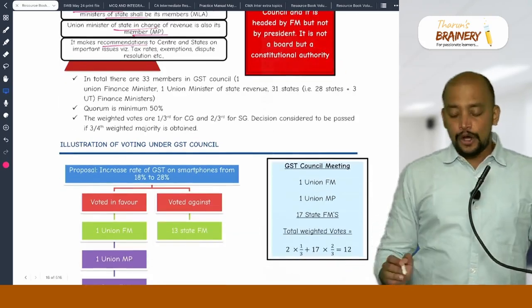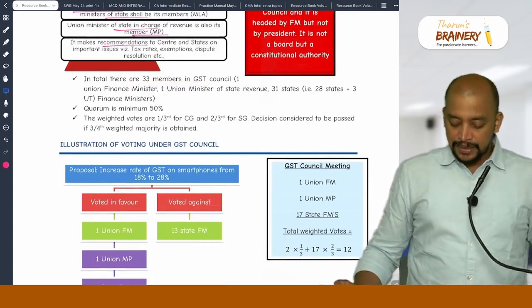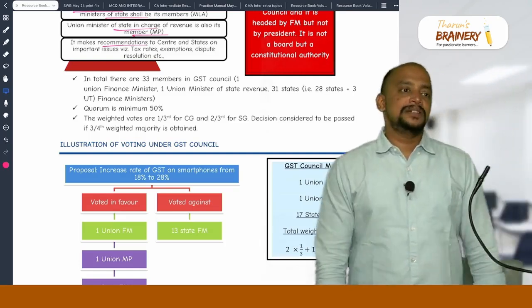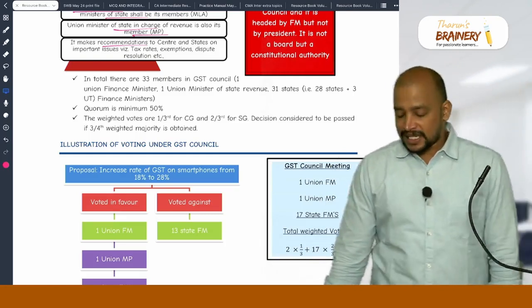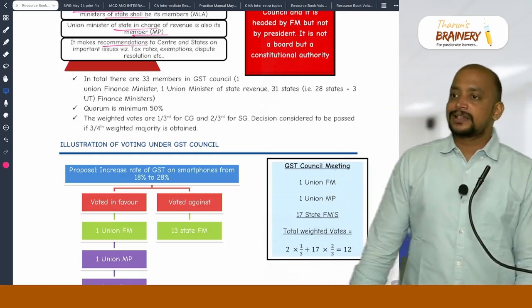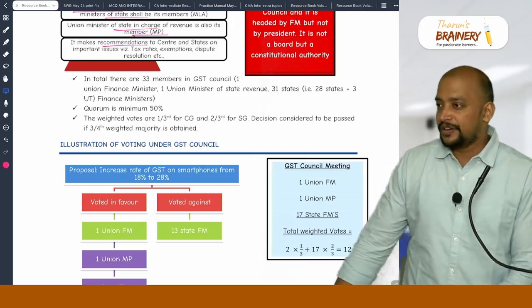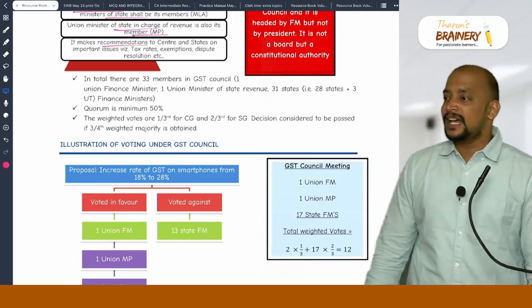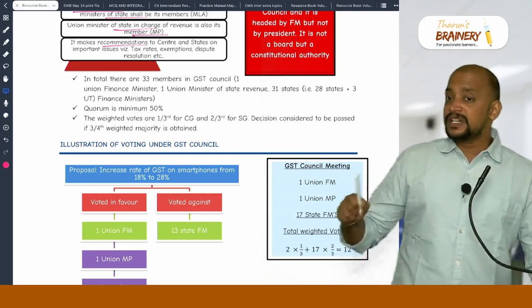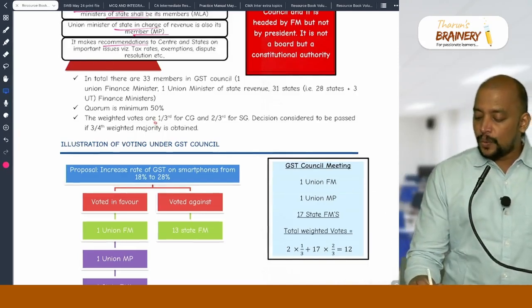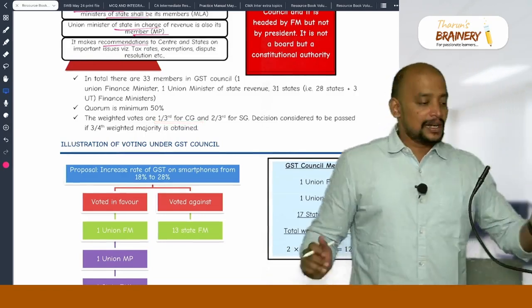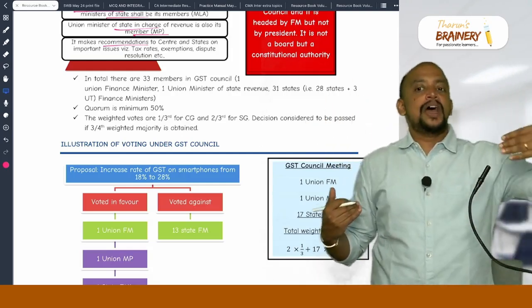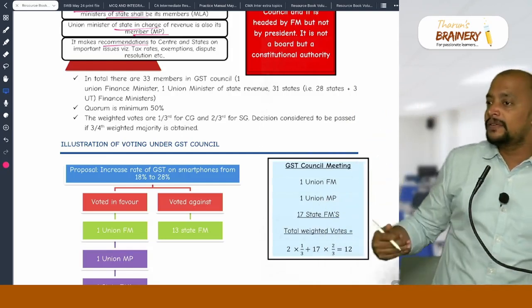Already we have seen. Total how many members will be there in the GST Council? 33 members, and the quorum is 50%. 50% means when is it called a valid meeting? How many members should be present? 33, 50% is what? 17.5, so 18 members should be present in the meeting. Then only the GST Council meeting is called a valid meeting. And in that meeting also, the central government has only 1/3 weight for the vote. Means the central government vote will not be given equal weightage to the state government vote. So the central government vote will have 1/3 weight, and the state government vote will have 2/3 weight.